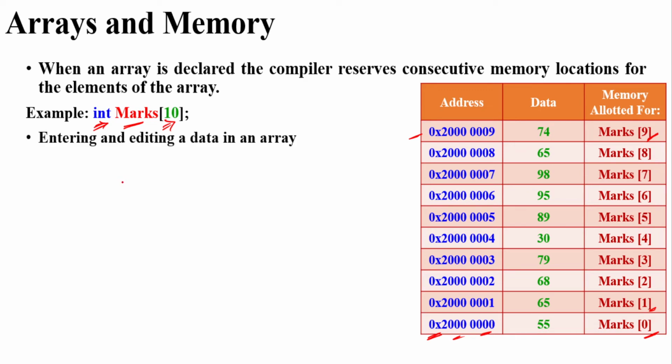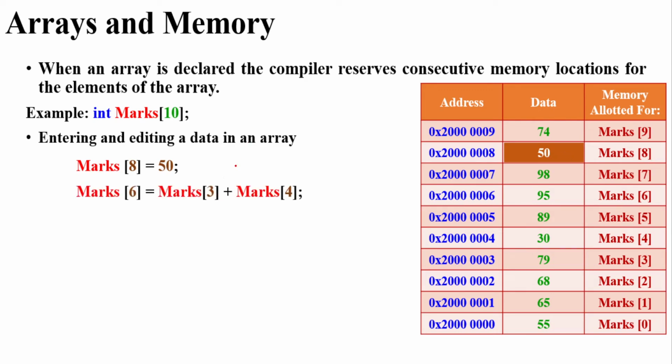Now, suppose you want to enter or edit data in the array. What we can do is put the name of the array, then the element number which you want to change or edit, and put the new value to that. For example, in our case we are looking at the 8th element, and we are going to enter 50 into that. So now we have entered 50 into the 8th indexed element. This is how you can edit the value at any particular index.